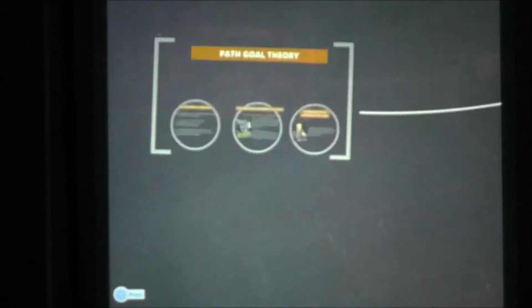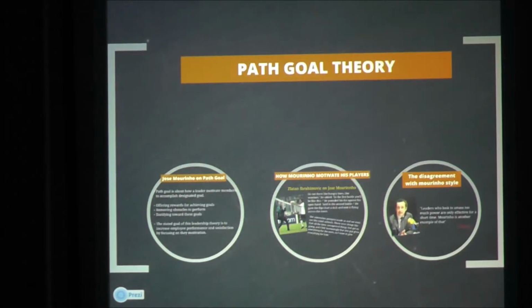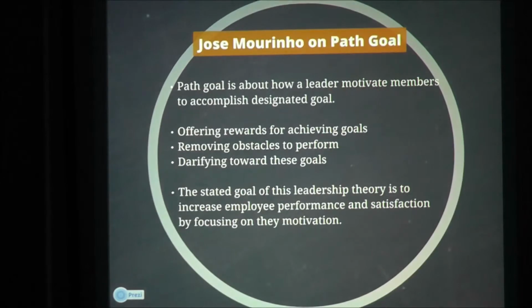So now I'm going to talk about the path-goal theory of Jose Mourinho. So what is path-goal theory? The theory is how leaders motivate their members to accomplish designated goals by offering them rewards after the achievement, removing obstacles, and also providing direction toward those goals. The stated goal of this leadership theory is to increase employee performance. So a lot of managers use that to increase employee performance.